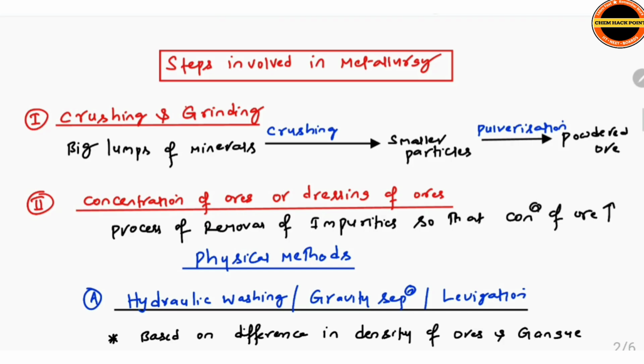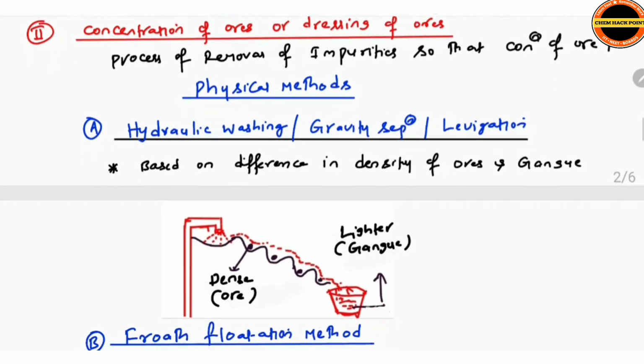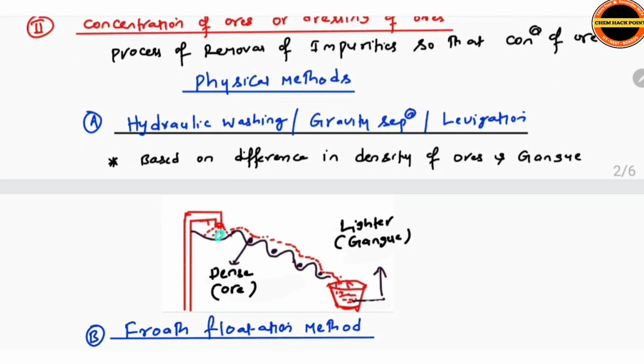Later, after converting to powdered form, comes concentration of ores or dressing of ores, the process of removal of impurities so that the concentration of ore increases. Physical methods used here are hydraulic washing, gravity separation, and levitation, based on the difference in density of ores and gangues. We place the powdered ore along with impurities under a stream of water. As water runs, heavier ore particles are trapped in the grooves of the setup, while lighter gangue particles are washed away along with the water and collected separately, purely based on density.